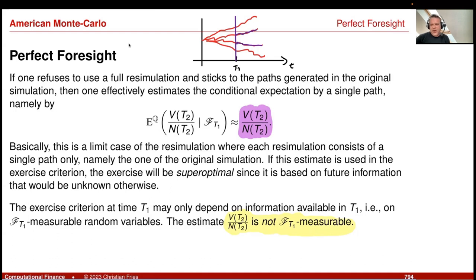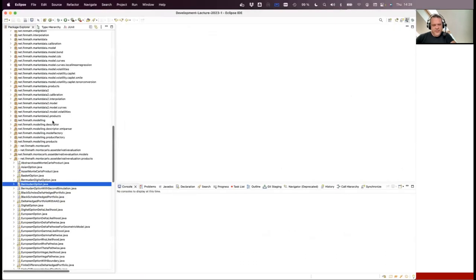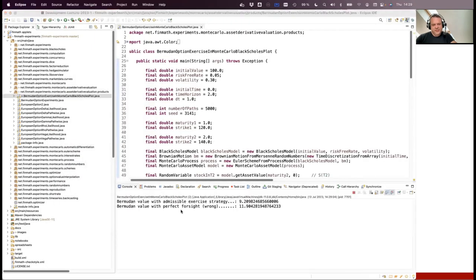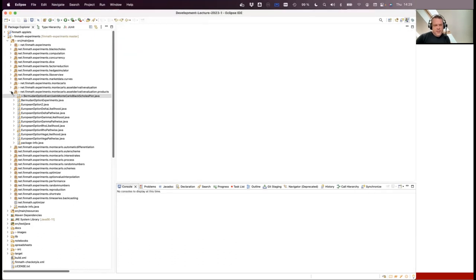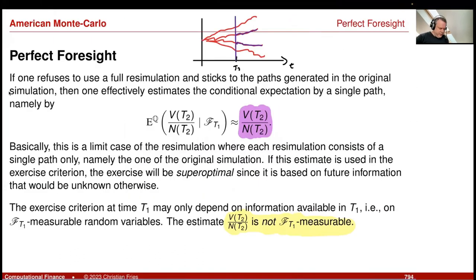We had a small computer experiment, and you see if you use this perfect foresight as an estimate for the conditional expectation, you get a much higher value for the Bermudan option because you know what happens in the future. You can exercise super optimally. In this case, we know the conditional expectation because it was the Black-Scholes model, in which case the Black-Scholes formula is the conditional expectation. Okay, so that was perfect foresight.